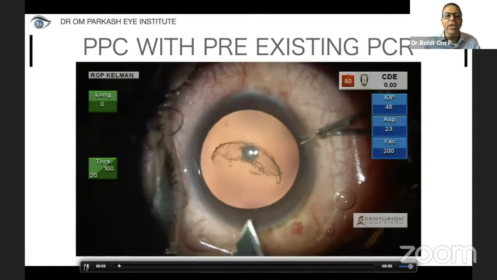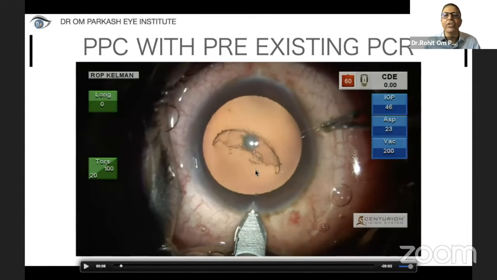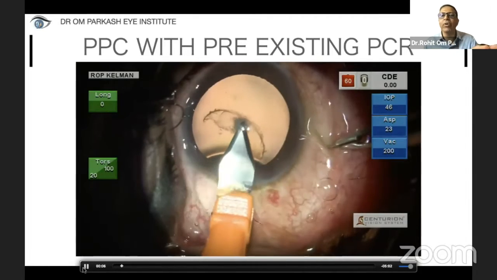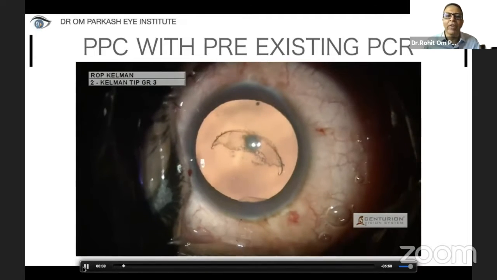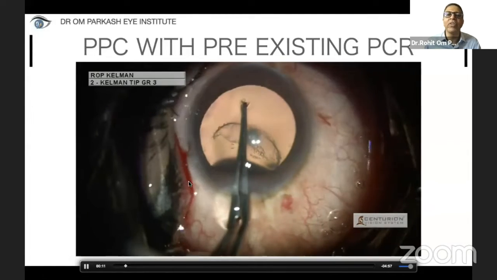The most important thing is the site of incision. It should not be parallel. It should be at an angle to the axis of the posterior capsular defect. Side port incision should not be exaggerated.